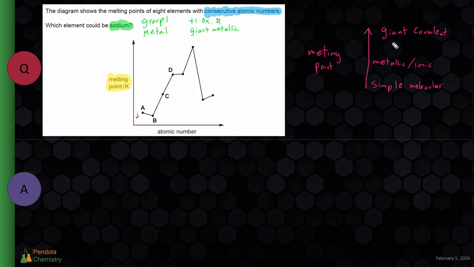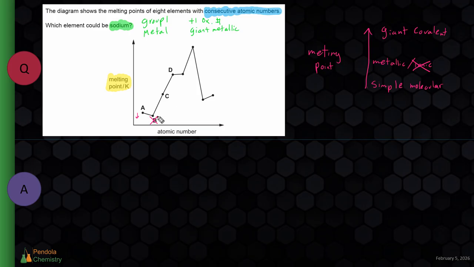Well, if we look at these, we can automatically eliminate ionic as a choice because we're looking at elements, and elements can't be ionic, only compounds can be ionic. But this logic means that if we're looking for sodium, which is a metal, we're looking for something along the middle of the range. If things are going down, that means that either we're going from giant covalent to metallic or metallic to simple molecular, meaning that B automatically gets eliminated as a choice, being the lowest of the four choices. It probably is something that's simple molecular.